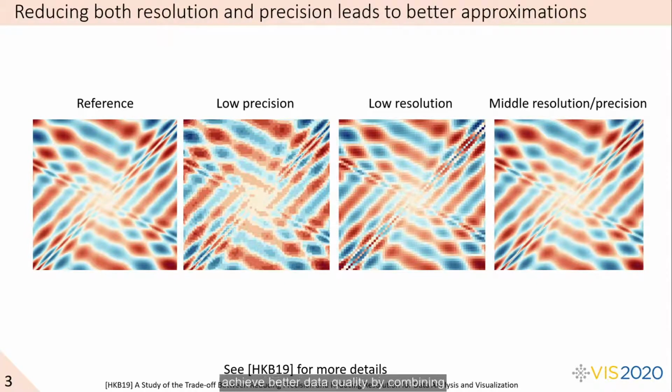The first reason is that we can achieve better data quality by combining reduction in resolution and reduction in precision. If we reduce the data in either axis only, we are quite limited in the amount of data that we can reduce before the data quality becomes too low. For example, we can see banding artifacts if we go too low in precision, and pixelated artifacts if we go too low in resolution. In contrast, the last image here is of middle resolution and middle precision and is free from visual artifacts. More details can be found in our 2018 VIS paper.